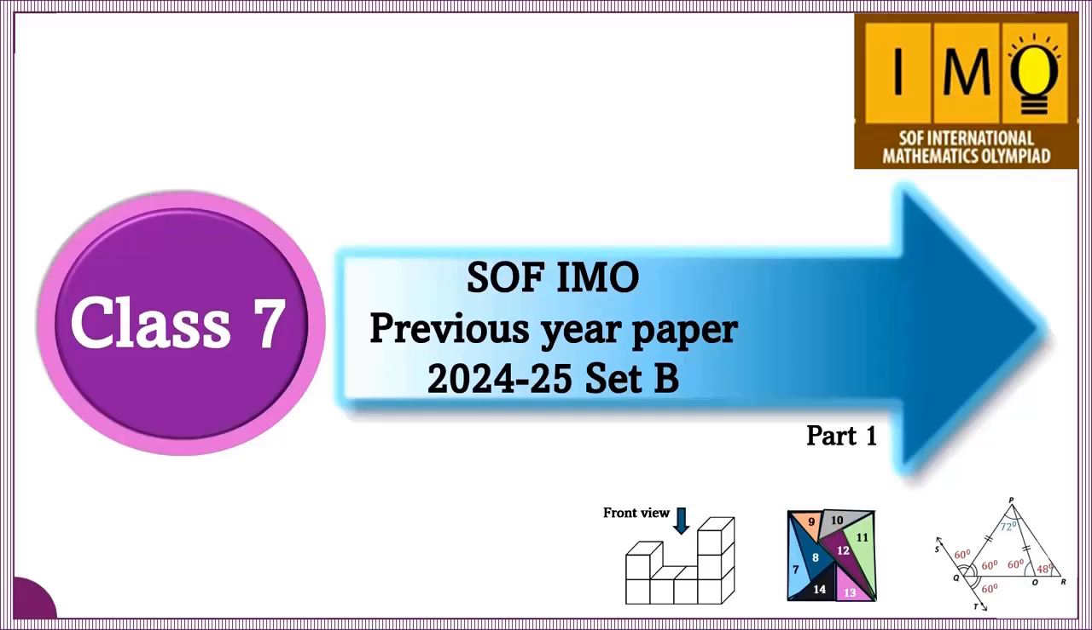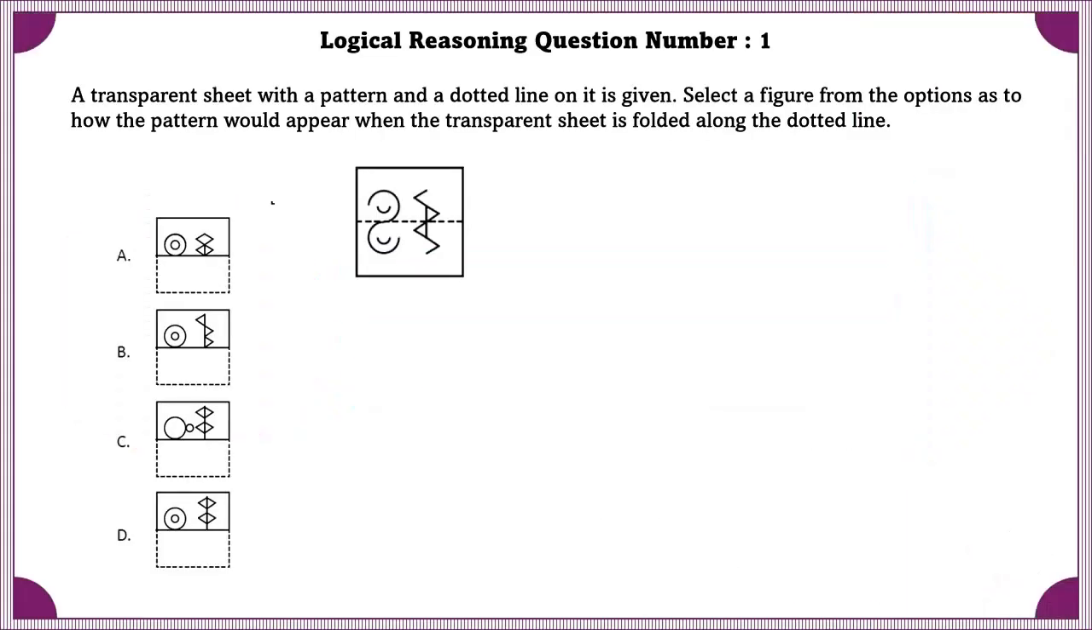Class 7 SOF IMO previous year paper 2024 to 2025 set B. Logical reasoning question number 1.